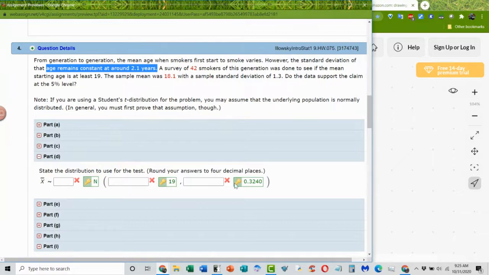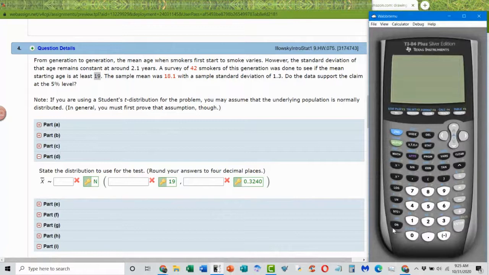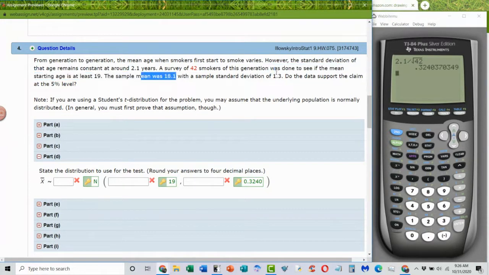We have to have our mean and our standard deviation divided by the square root of n. We have 42 as the sample size. This was the mean that we found. This is the mean we're testing, mu, so this is what's going to go here. The standard deviation is 2.1 divided by the square root of 42, and so we get this value here. That's where those things came from. Even though they told us the sample mean and sample standard deviation, we don't care what the sample standard deviation is. We know the population one, that's what we use.